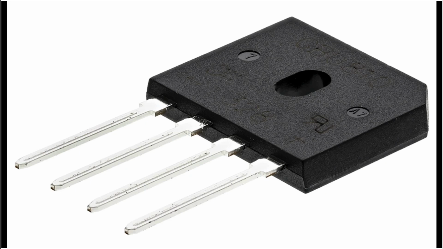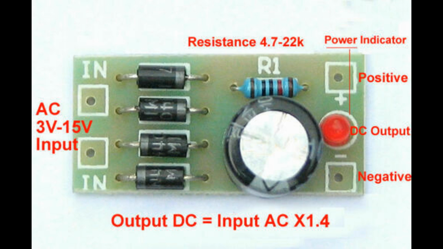Optimized filtering. Additional filtering components, such as capacitors and inductors, are often employed to smooth out the pulsating DC output and reduce ripple. Optimizing the filter design helps improve the efficiency of the rectifier by minimizing energy losses and ensuring a stable DC output voltage.